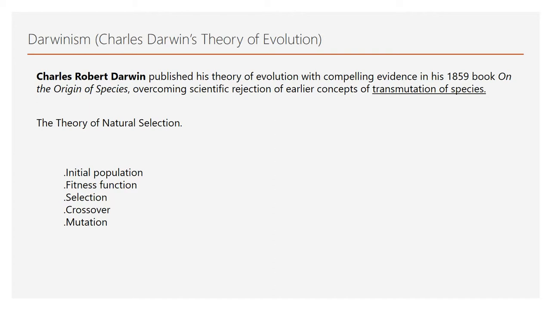And Charles Darwin published a theory of natural selection which included 5 main points. The first one is the initial population, the second is the fitness function, the third is the selection, the fourth is the crossover, and the fifth is the mutation.